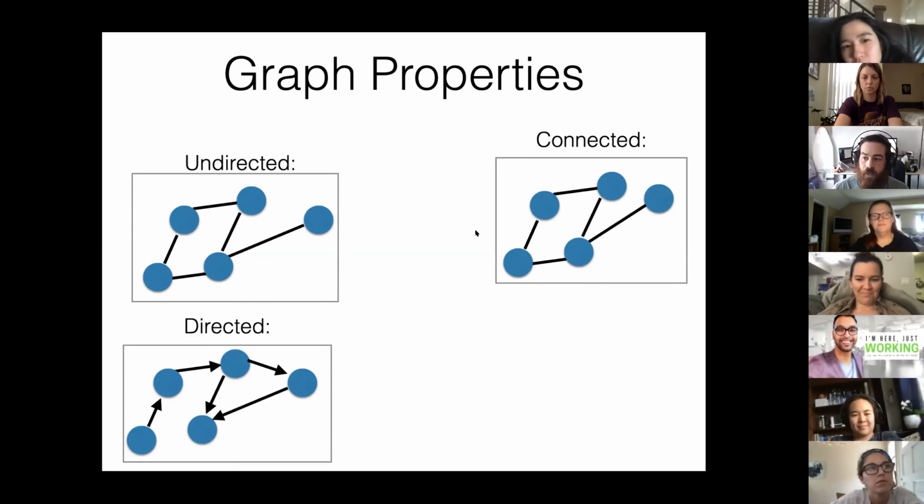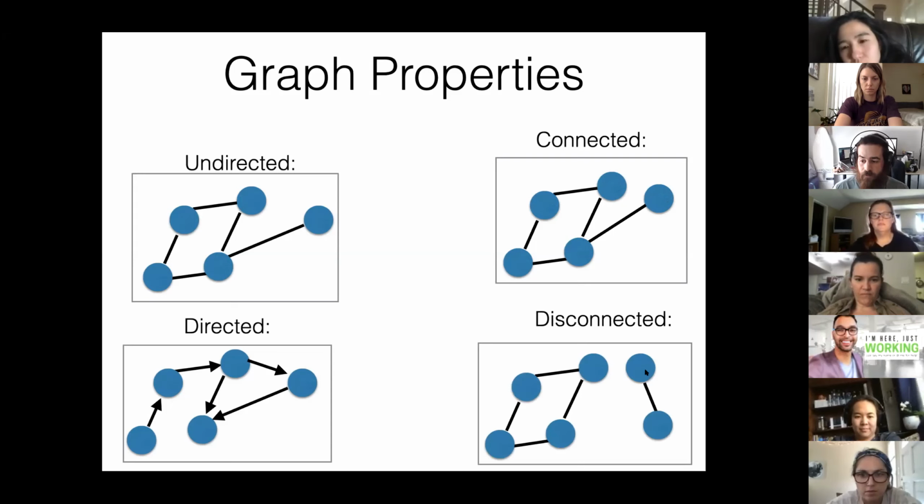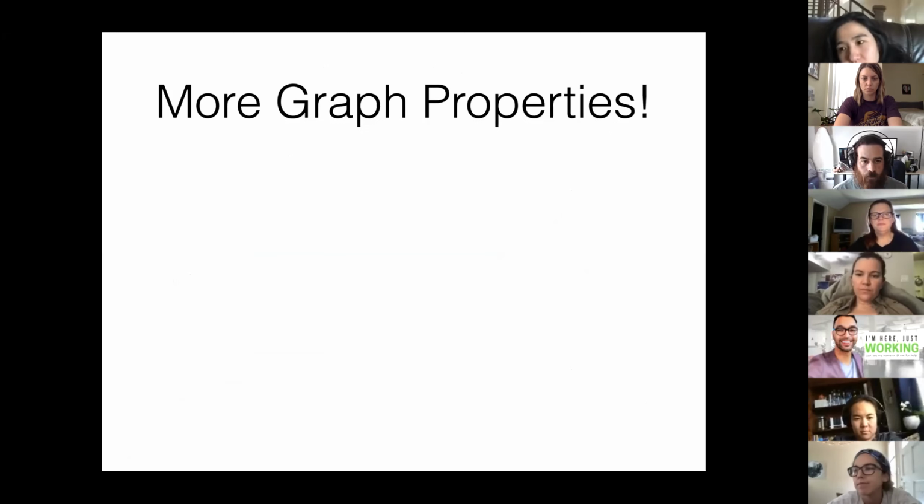A graph could be connected. So in this graph, I can get from this node to every other node. I can get from every node to every other node. In this graph, I can't. There's no way to get from this chunk of the graph to this chunk of the graph, okay? These are basic properties of graphs that you can use to model real-world situations.